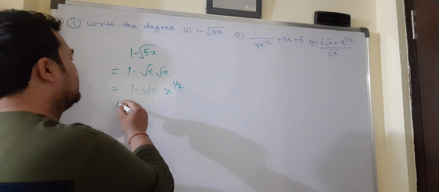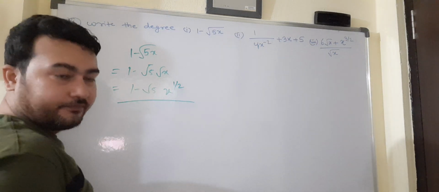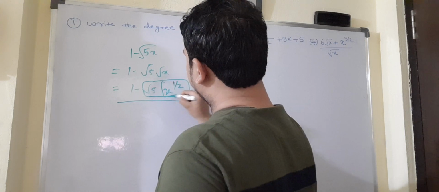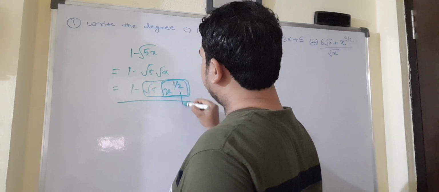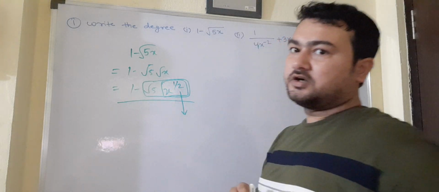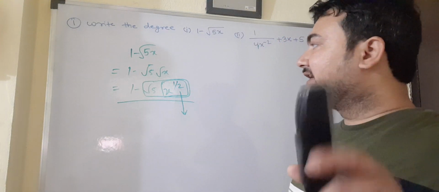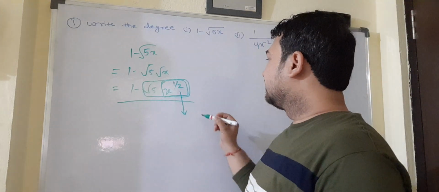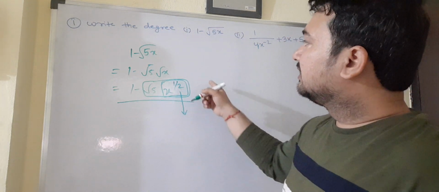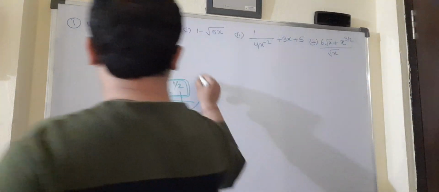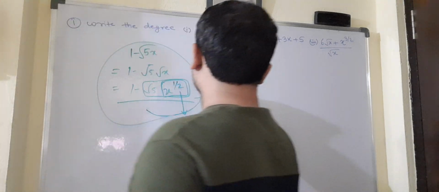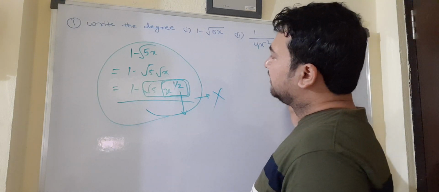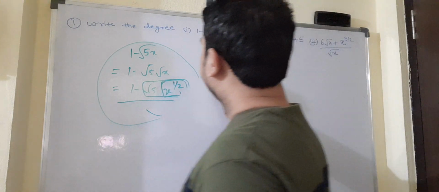So since this algebraic expression has a term that has a variable, and this variable has a power which is not a non-negative integer, this power is not an integer. So this whole algebraic expression is not a polynomial. This is not a polynomial, and so the degree of the polynomial is not applicable.